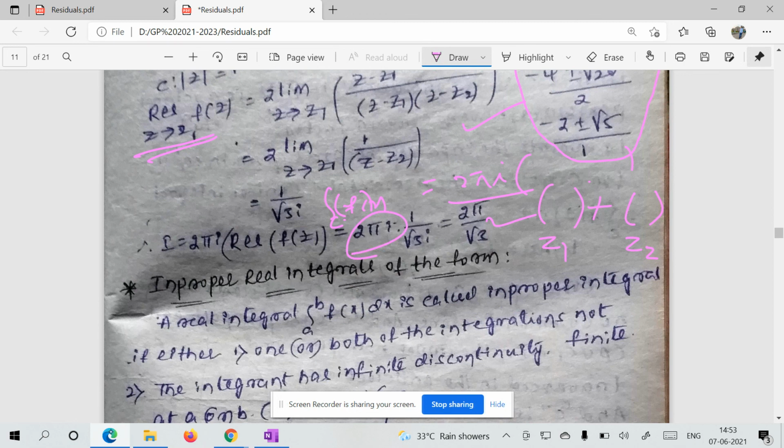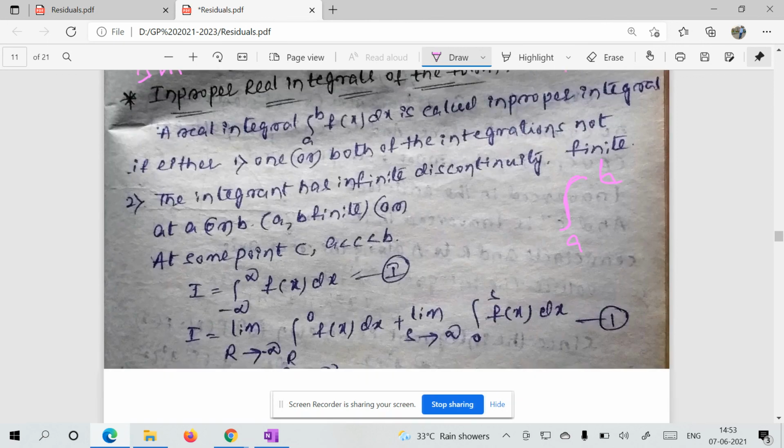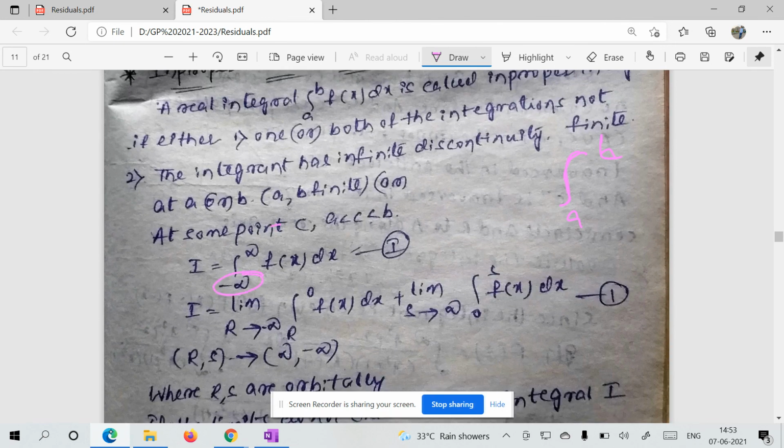Next, improper real integrals of the form. Improper means, proper means particular limits, known values a to b, closed or open intervals. Improper means limits like infinity: minus infinity to infinity, 0 to infinity, or infinity to 0.